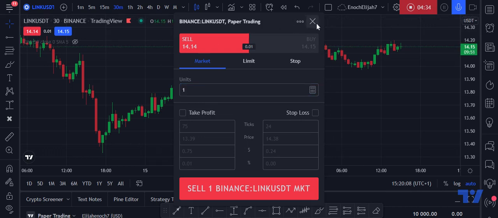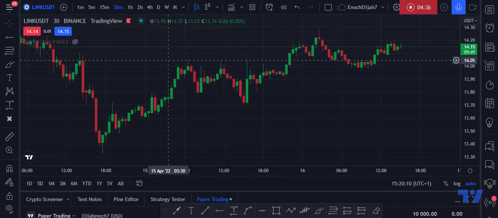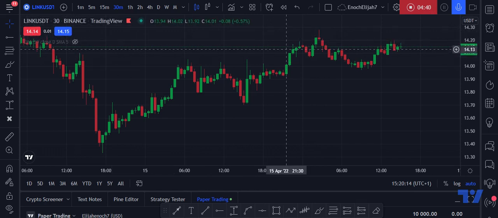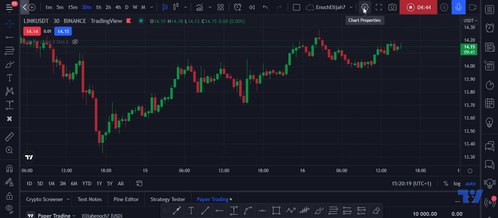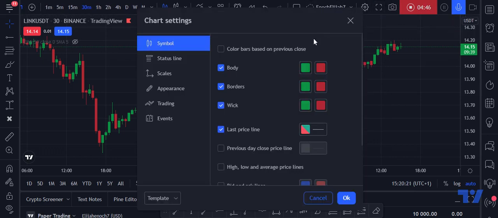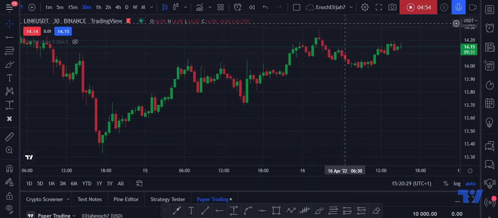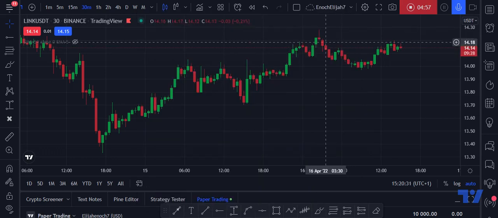However, if in your own TradingView account you do not see these two options right there, you can click on settings, this symbol, settings, and then to enable it under Trading, you can see Buy and Sell buttons, click on it to allow it to be there. So that is it. It's very easy, very simple.